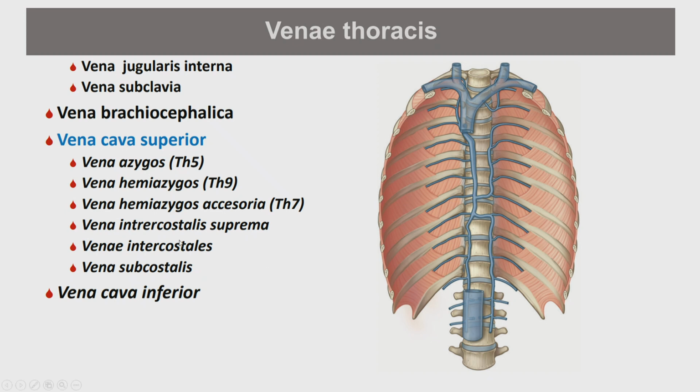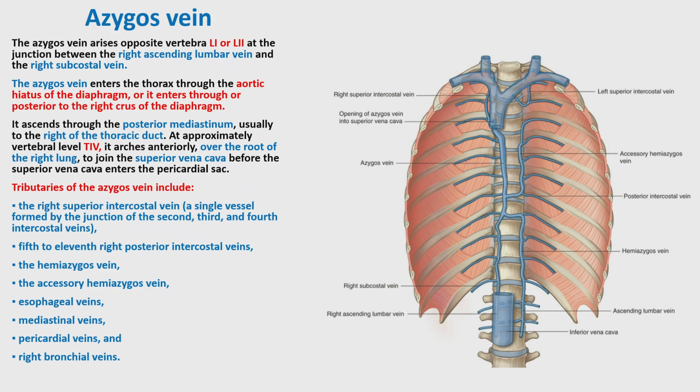At this level you can see that, for example, T5 or T4 is the place where the azygos vein drains to the superior vena cava. The hemiazygos is approximately at the level of T9, and the accessory hemiazygos is approximately at the level of T7. Again, if you see the different levels, there is variation, and it is not an exact level.